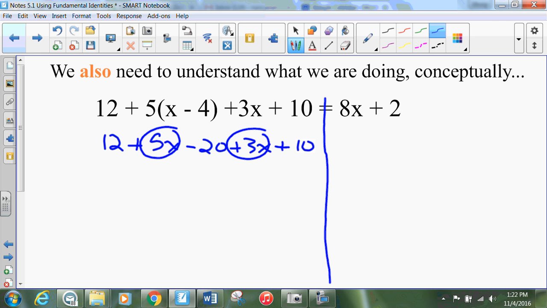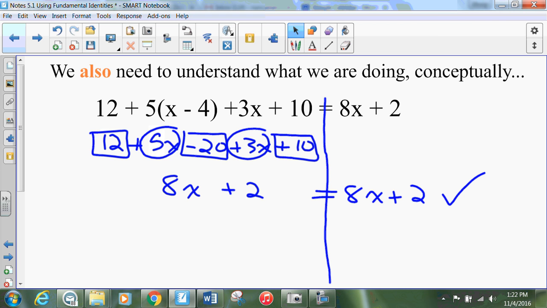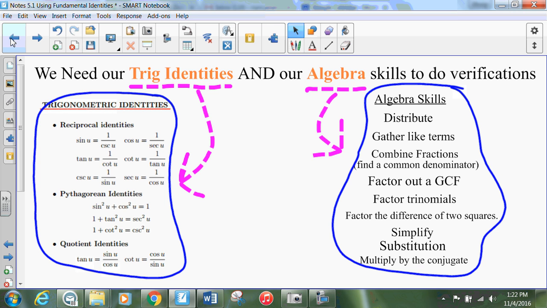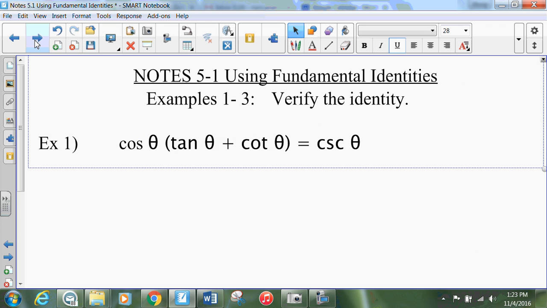5x plus 3x is 8x, and 12 minus 20 plus 10. Let's see, that's going to be minus 10 plus 12. That's going to be a plus 2. Well, look at that. We made the left side look like the right side, and we're done. That's what a verification is, making the two sides look the same. So once again, we need to have our trig identities memorized. We need to be pretty proficient on our algebra skills, and we need to have a willingness to try different strategies.